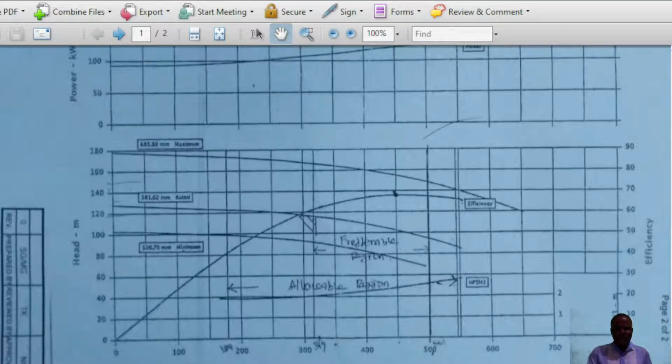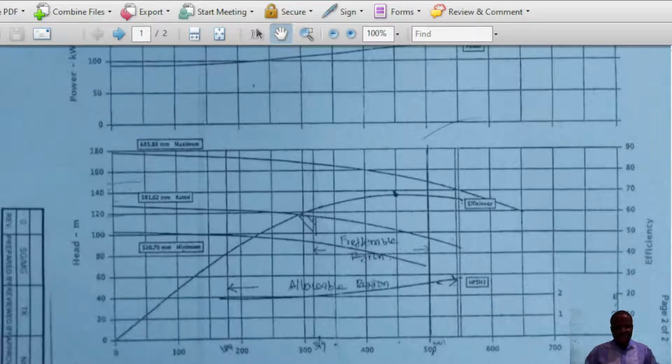All right, so in this case, your preferred operating region is somewhere from 319 cubic meter per hour to 501 cubic meter per hour. So your preferred operating region is between 319. Okay, look at this. It must be stated on the pump curve. Your preferred operating region must be what?